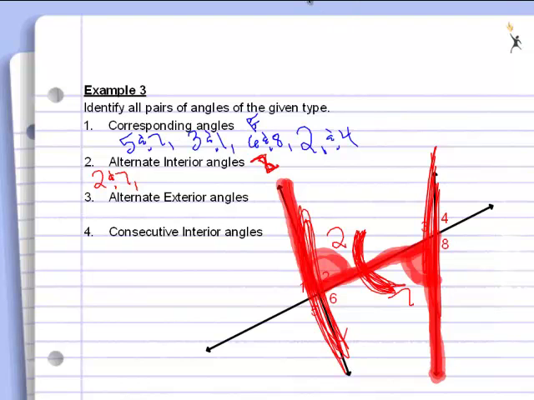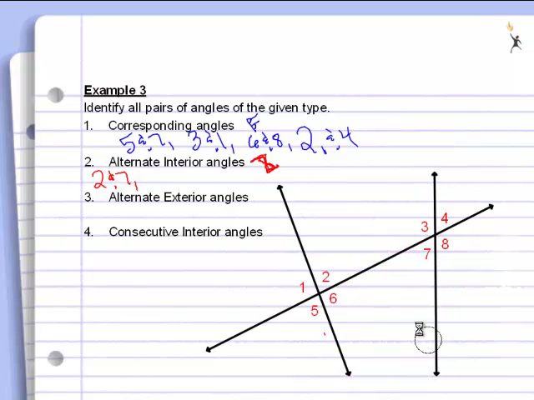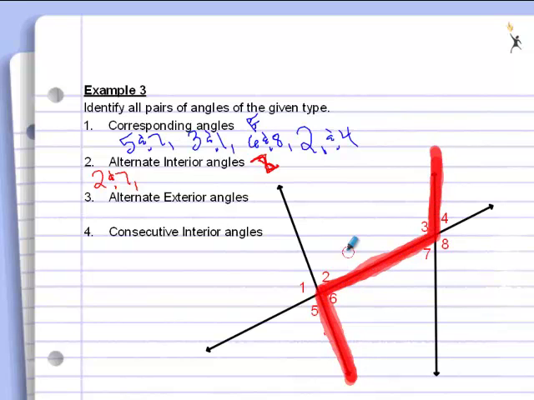Well, because we drew our Z like that, we can draw another Z. We can draw it like this. In which case, angle 6 and angle 3 are the alternate interior angles. They are on alternate sides, and they are on the interior of these two lines, which makes angles 3 and 6 alternate interior. Now there are two more pairs of alternate interior angles.